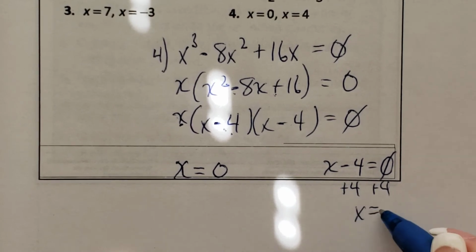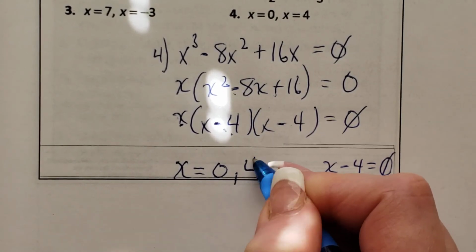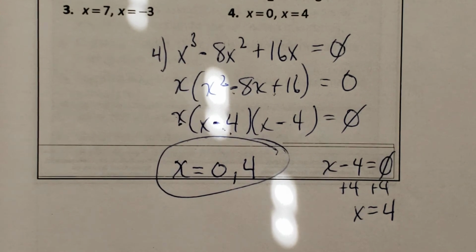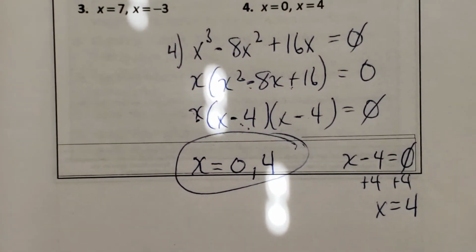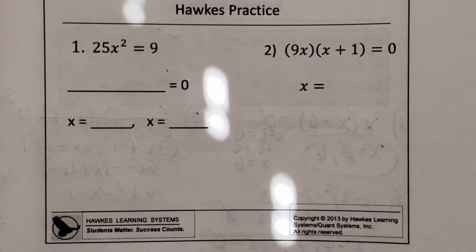So x could equal 4 or 0. And that's the answer. And that is the end. Oh no, I had some Hawks practice problems from this section.